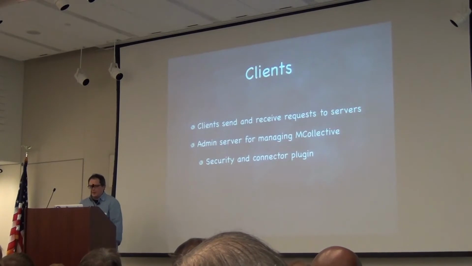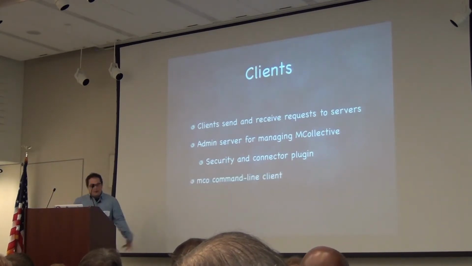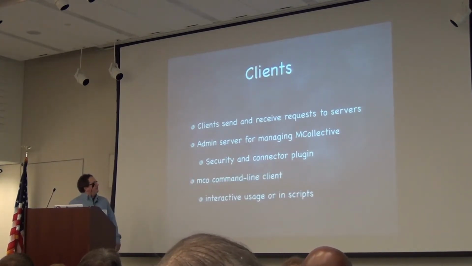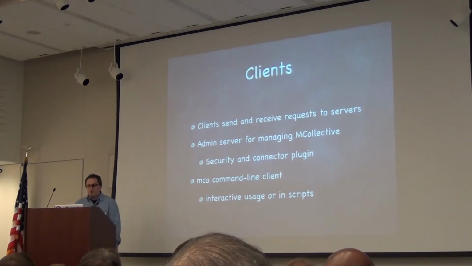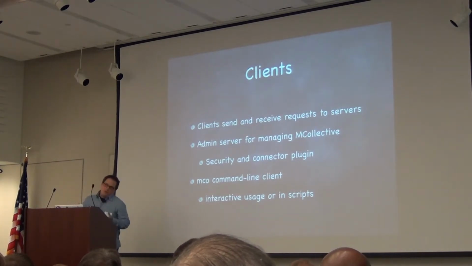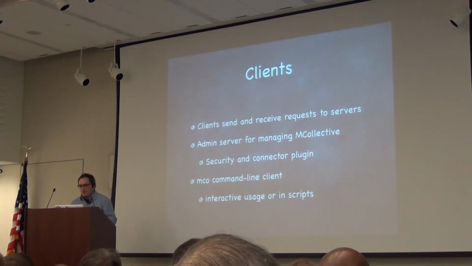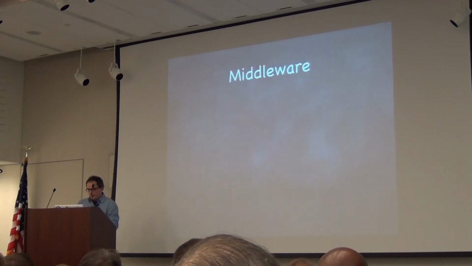The connector plugins basically talk to the middleware. If you use ActiveMQ or RabbitMQ as your middleware, the connector plugins, that's what they talk to. And the MCO command line client is here. And you can do interactive usage with the MCO command or in scripts. And it's very nice in scripts too, because if you do the for loops that Puppet always jokes about, you can actually put MCollective commands within there to run the execution across your environment. Very nice.